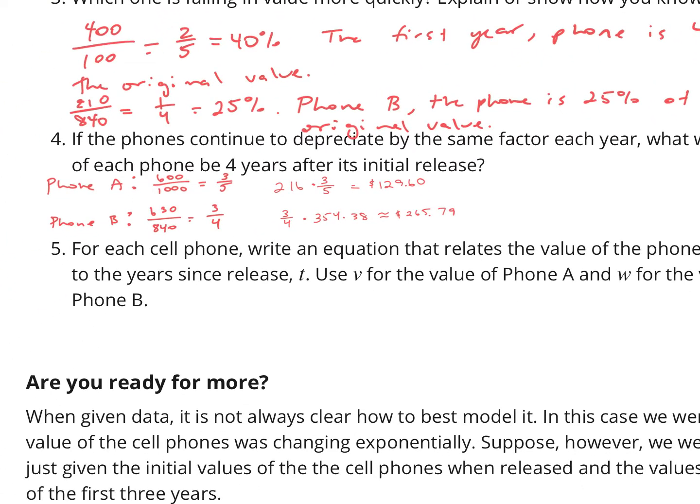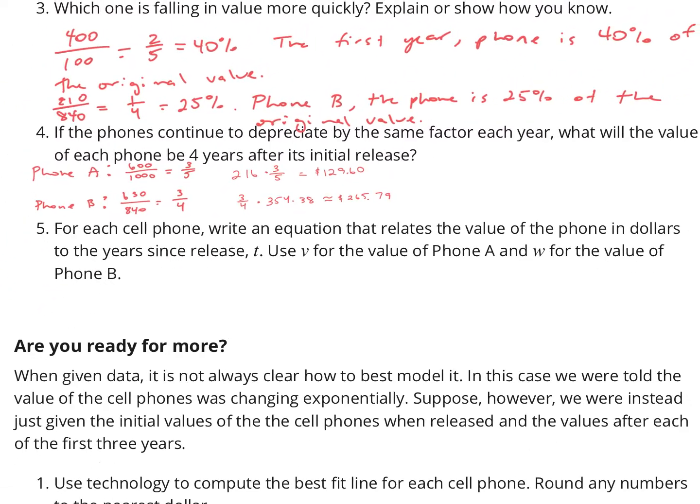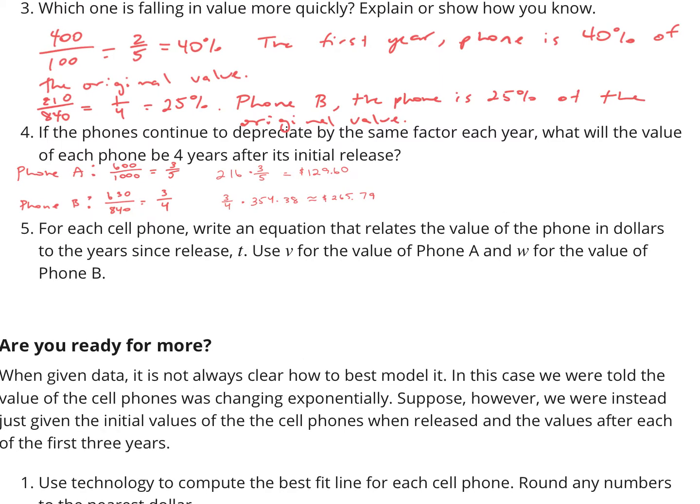Question 5 says, for each cell phone, write an equation that relates the value of the phone in dollars to the years since release, T. Use V for the value of phone A and W for the value of phone B. If you recall, we always take our initial amount, which is 1,000 for phone A, multiply that by the growth factor, which was 3/5, and that's being raised to the T power. For phone B, our initial amount was 840, the growth factor was 3/4, and that again is being raised to the T power.